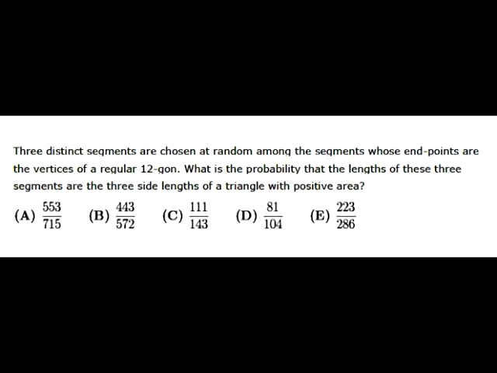We must count all segments connecting vertices of a regular 12-gon, calculate the number of all triples of those segments, and then figure out the number of those triples that can form triangles with positive areas. Of course, for that we need to know the lengths of the connecting segments as well.